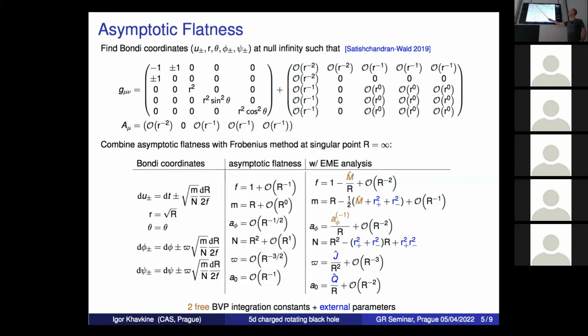Boundary coordinates consist of radial and angular variables and a retarded time variable. And in these coordinates, the leading components of the metric have to be the Minkowski form. The plus minuses correspond to either future null infinity or past null infinity. And the subleading terms have to have this specific form. Notice that the zeros here are exact. All subleading terms also have zeros there because it's part of the gauge conditions for the boundary frame.